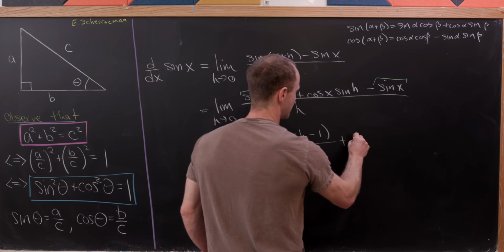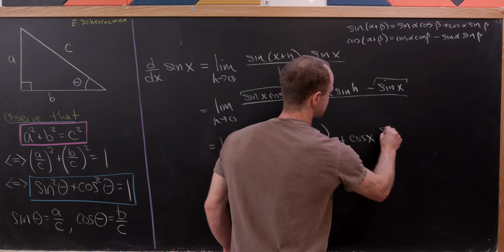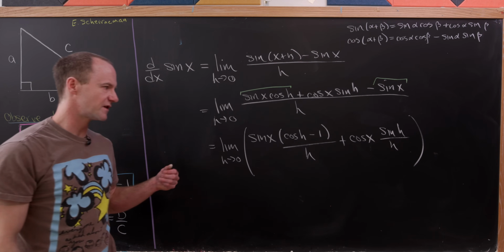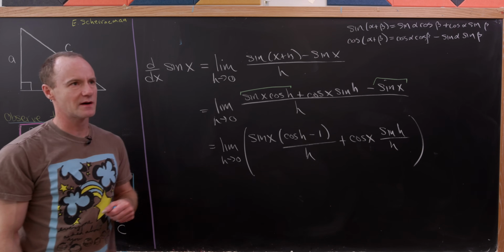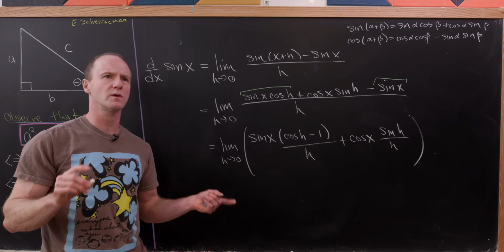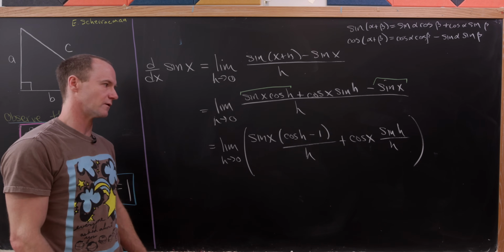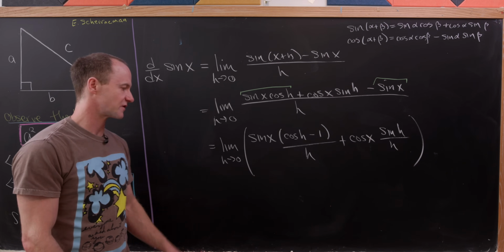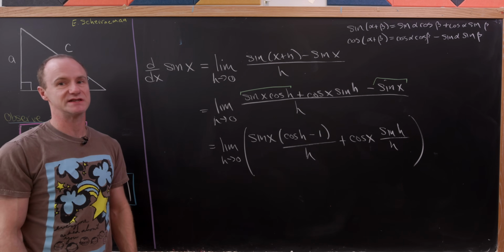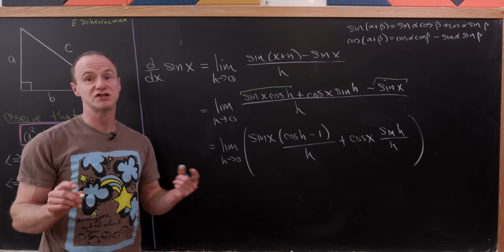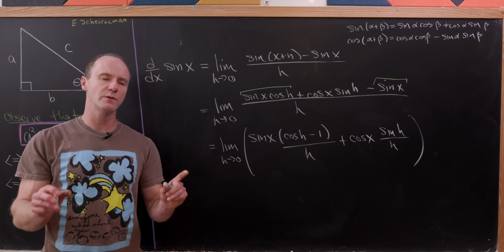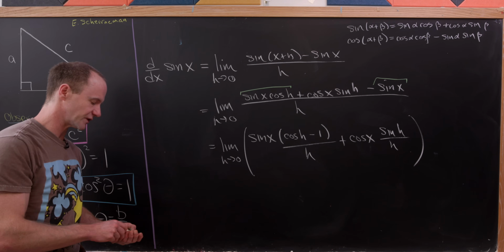And then we'll have the cosine of x times the sine of h over h. And now we're left with some limits that may or may not be familiar, but we're going to assume that we've seen them before, and that is this cosine h minus 1 over h and sine h over h as h approaches 0. Now, you can do a nice geometric argument to prove these two values, but we'll skip that. We want to be thorough, but maybe not too thorough.